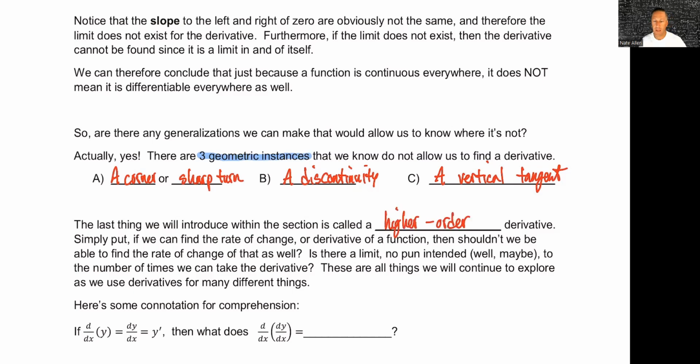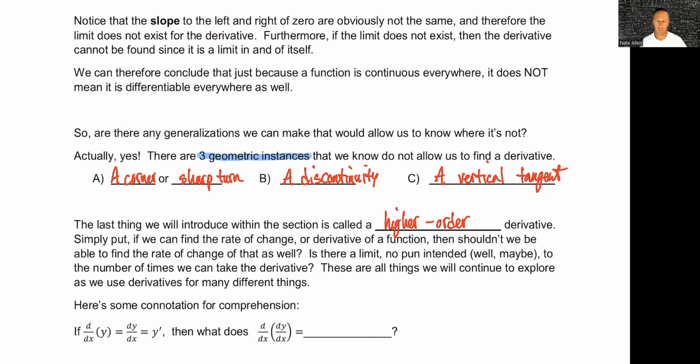All right, so there's one more thing that we want to talk about and discuss in this section, and that is called a higher order derivative. What does that mean, higher order? Well, if we can find the rate of change or derivative of a function, well, then couldn't we find the rate of change that is changing? I've mentioned here, is there a limit, pun intended, to the number of times we can take the derivative? Can we just keep finding the way that something is changing compared to something else? Well, that's what we're going to explore very soon here.